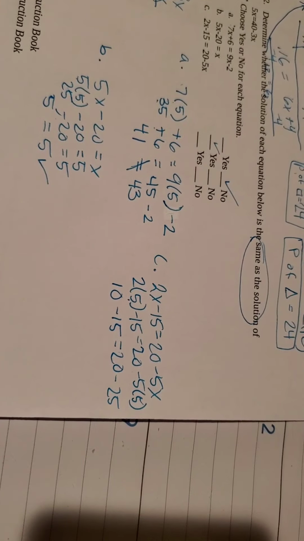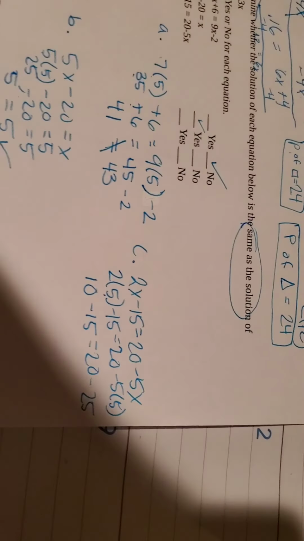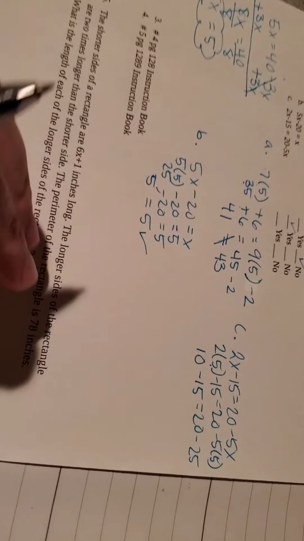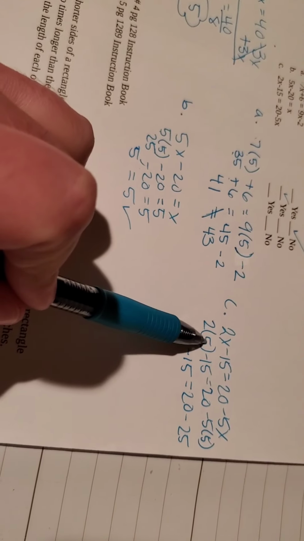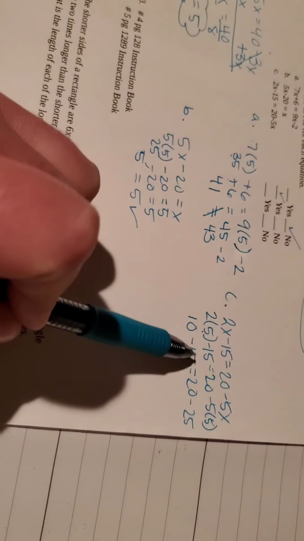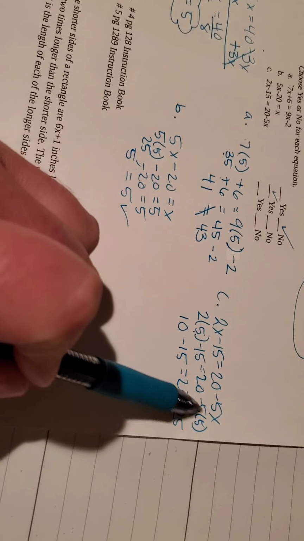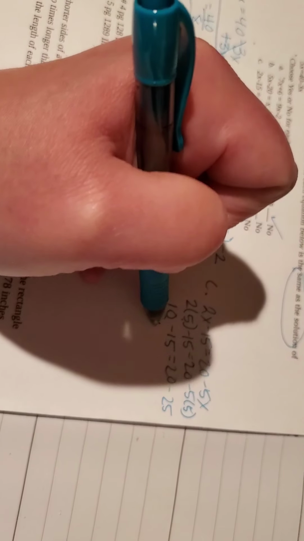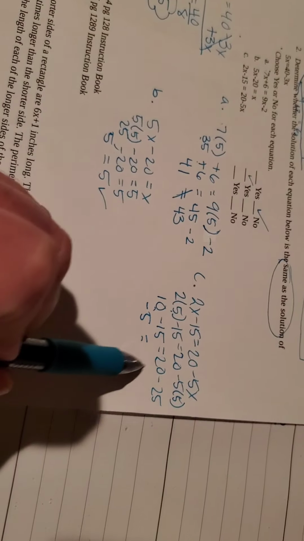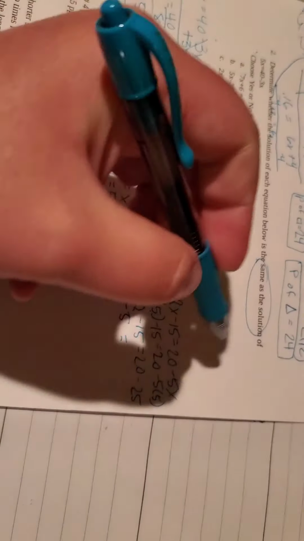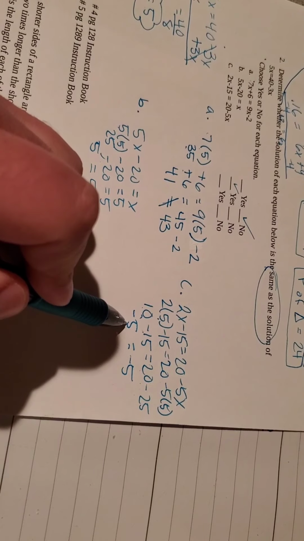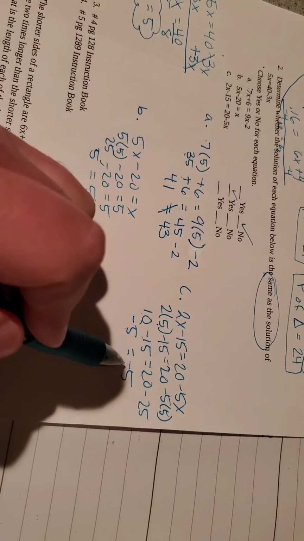Sorry, I was having a pause. My brain is like, wait, what? But it makes sense so far. Just double checking. 2 times 5 is 10. Bring down the minus 15. Bring down my 20. And then negative 5 times 5 is negative 25. Okay. 10 minus 15 gives me negative 5. 20 minus 25 gives me negative 5. Again, 10 minus 15 gives me negative 5, and 20 minus 25 gives me negative 5.